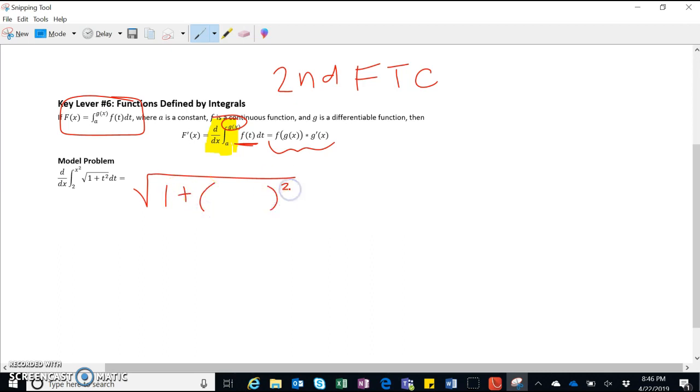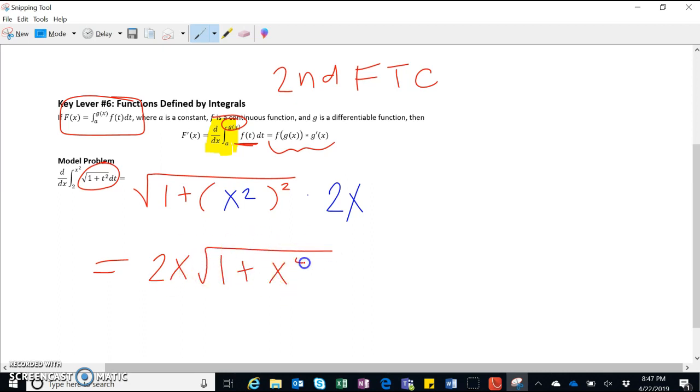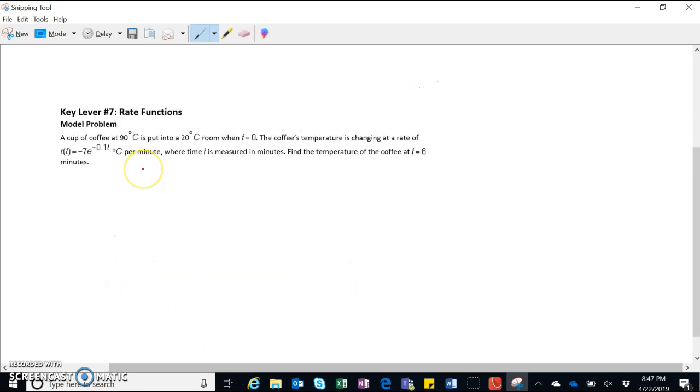So just straightforward application of this rule results in the square root of 1 plus, not t squared anymore. I'm supposed to take that entire function that I see here, and instead of evaluating at t, evaluate at the upper bound, which in this case is x squared, and then multiply by the derivative of that upper bound, which is 2x. So the only real thing I can do here to simplify this a little bit is pull the 2x in front of the square root and put a 1 plus x to the 4 in there, because that's what x squared is.